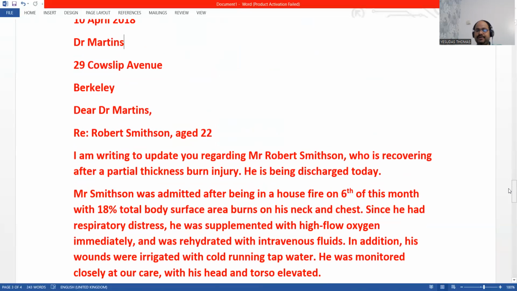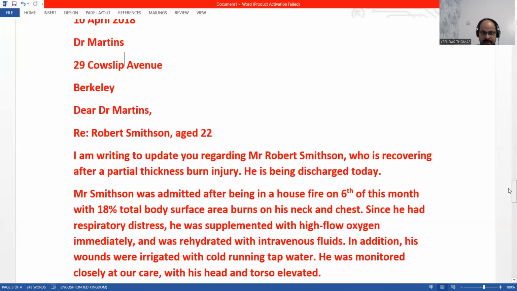I'm writing to update you regarding Mr. Robert Smithson, who is recovering after a partial thickness burn injury. He's being discharged today. So very simple. We've not written something complicated here. We have written, so this letter is to update regarding Mr. Robert Smithson, and his diagnosis is given there, recovering after a partial thickness burn injury.